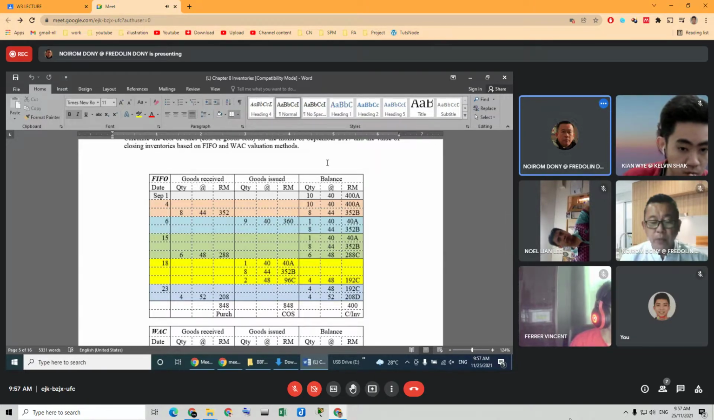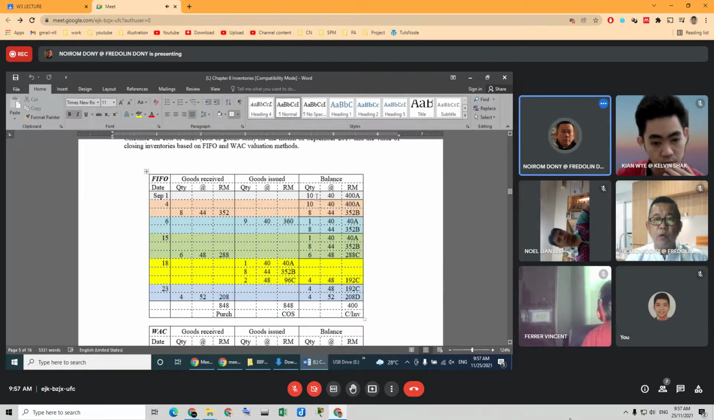So opening balance is indicating to you this is the balance. Opening balance, you don't record under purchases, you don't record under sales, but you record under the balance column. That is why we need to record 10 units, 40 ringgit. 10 times 40, then you get 400.